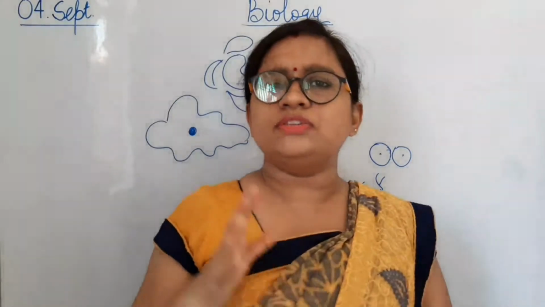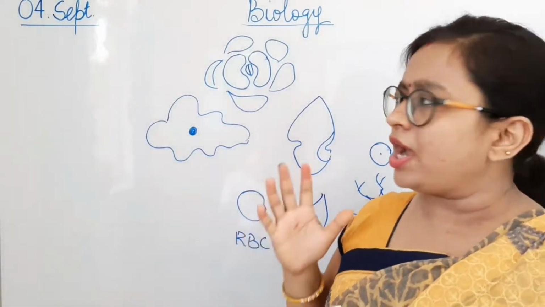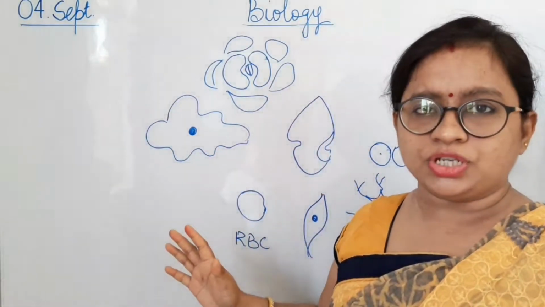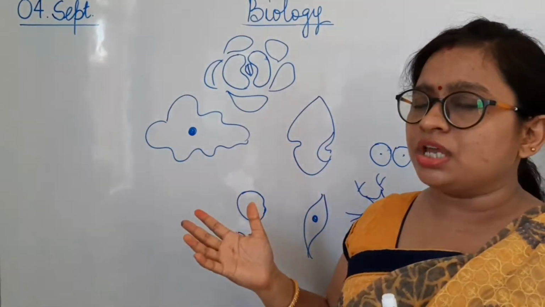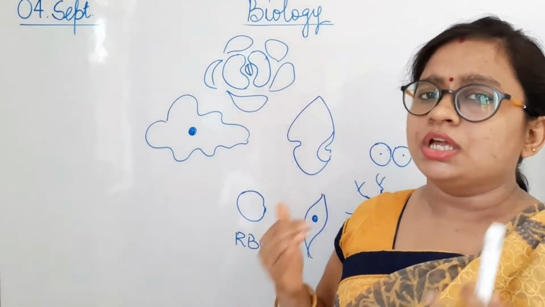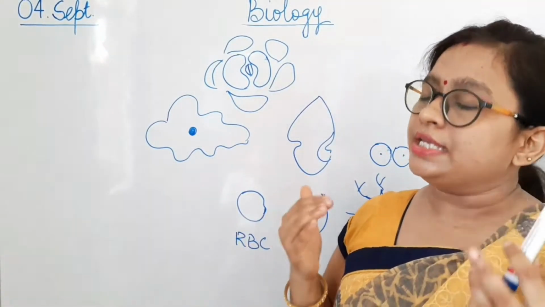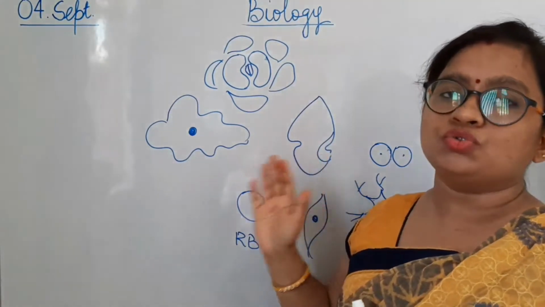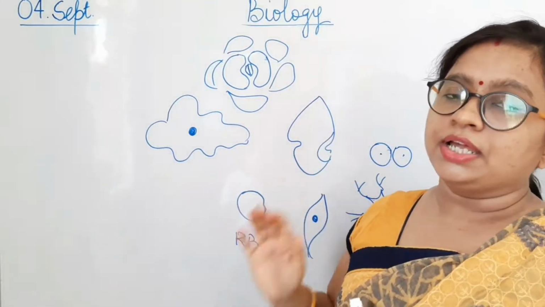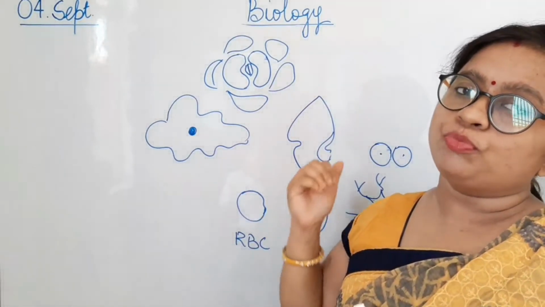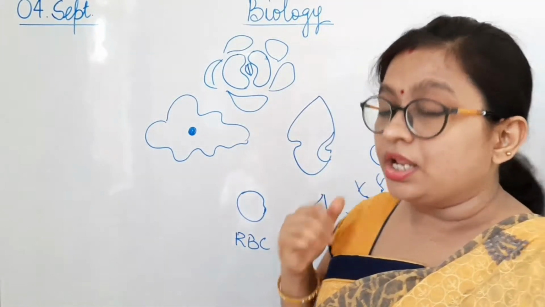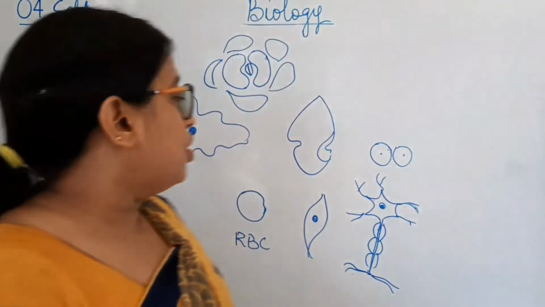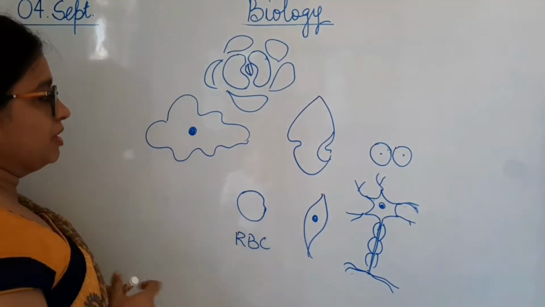Now, why are all these cells different from each other? Why do they not have the same shape? And does this shape actually denote something? Is it related to the function? Yes, definitely this is related to the function of the cell. The different shape contributes to the function of the cell. How? Let's check. First I am going to discuss amoeba.